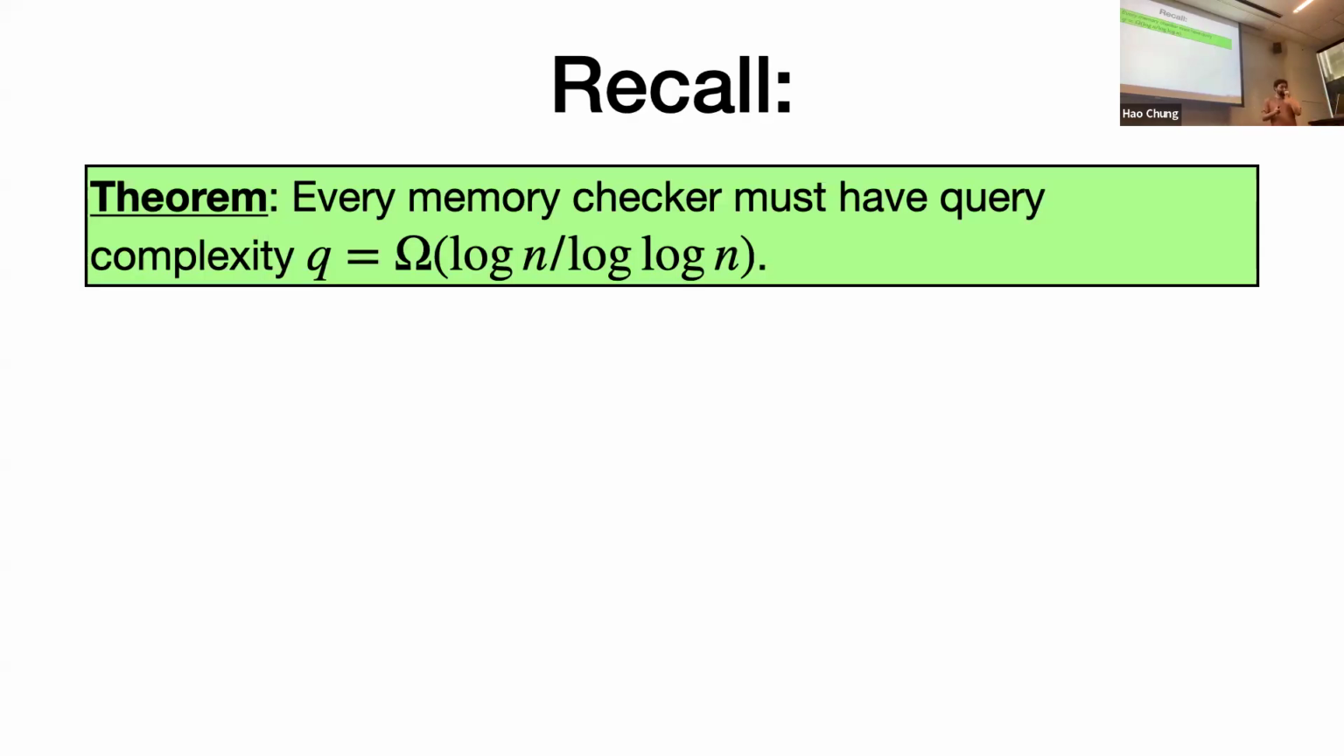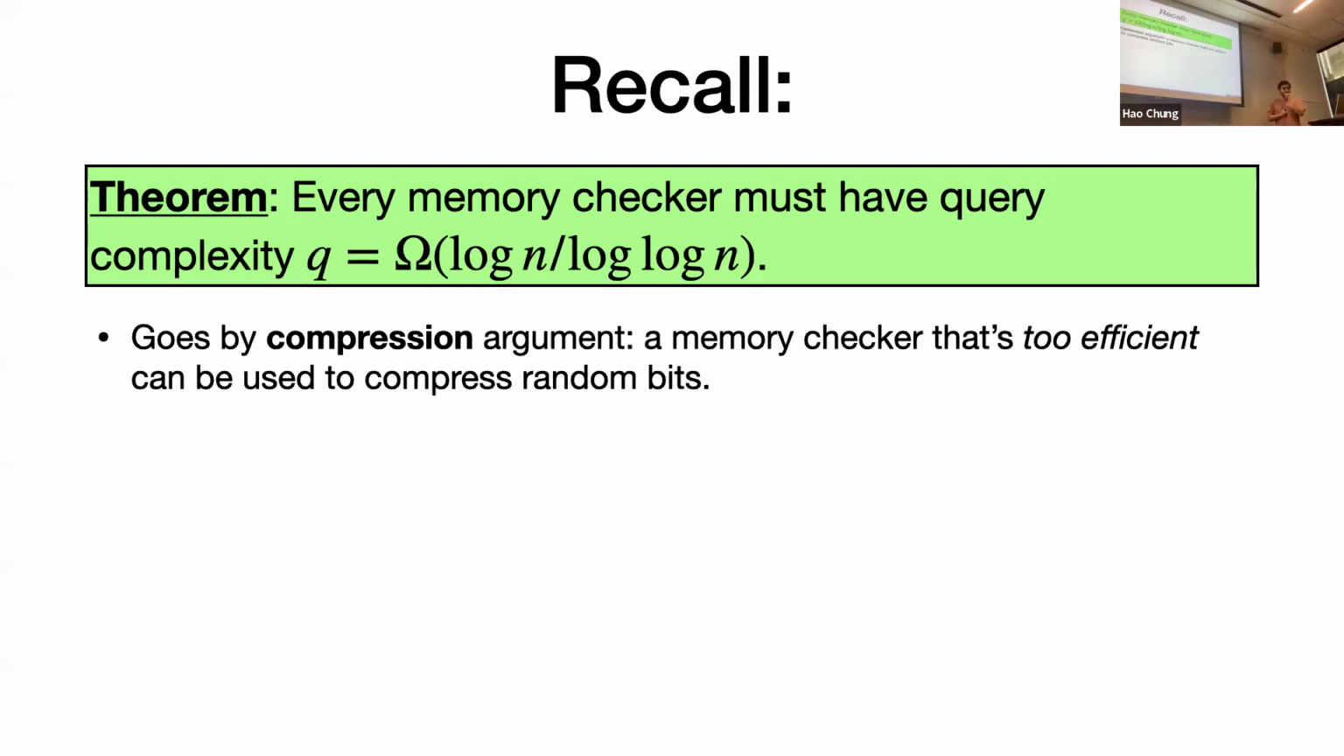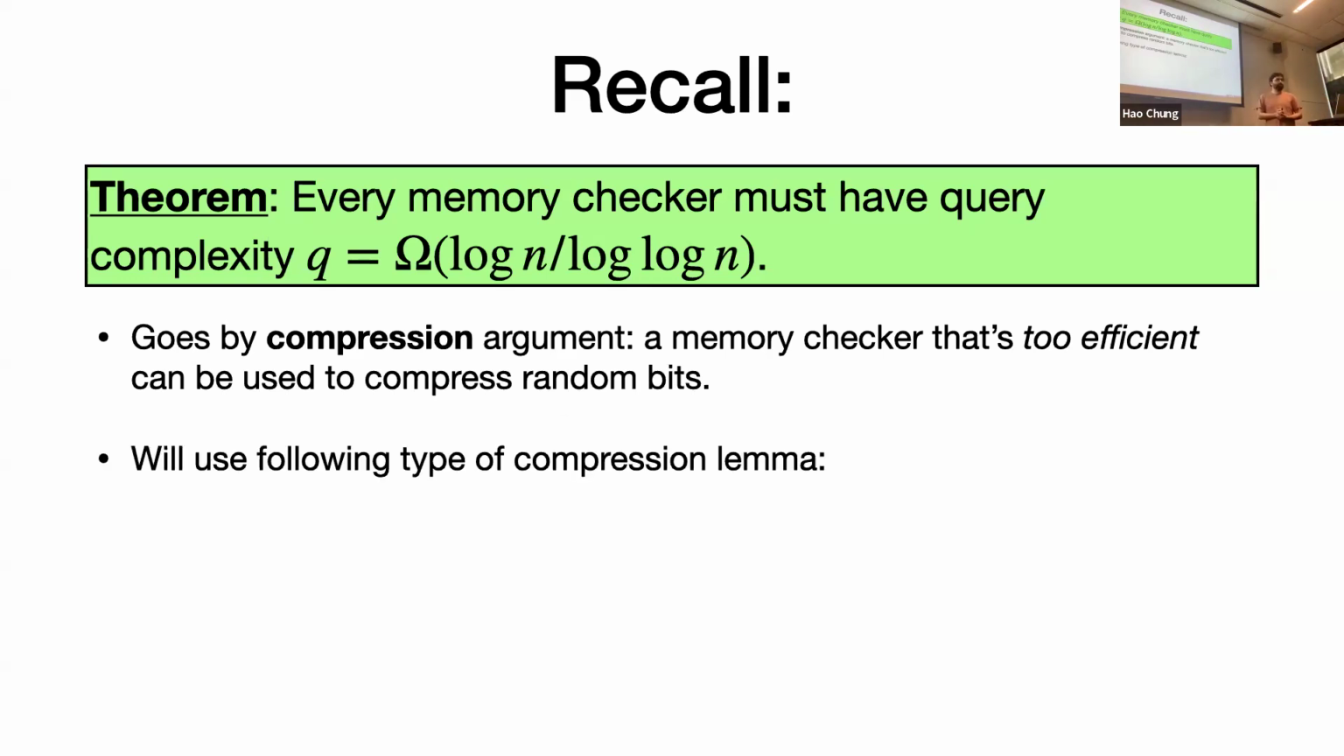Okay, good. Now I'll transition into a little bit of an overview of how we prove our results. Any questions before I go on? Okay. Here's our theorem statement. Roughly speaking, we're going to give a compression argument. We're going to say that if you have a memory checker that has better query complexity than log n over log log n, then you can compress random bits of information, and then we can invoke Shannon type arguments to say this is impossible.